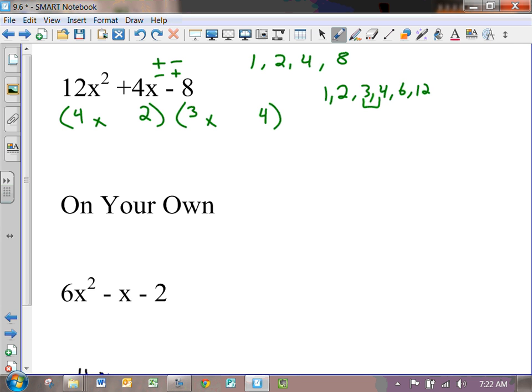So let's put, I don't know, let's put a plus minus, see what happens. Okay. So first, let's multiply together. So it's 4x times 3x is 12x squared. Outers, 4x times negative 4 is negative 16x. Inners, 2 times 3x gives me a positive 6x. And my last is a negative 8. All right. So now combining like terms, 12x squared minus 10x minus 8.